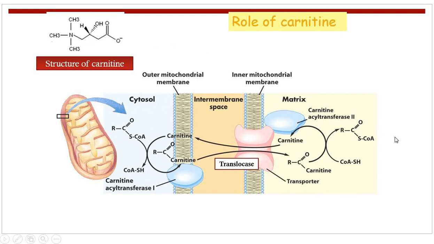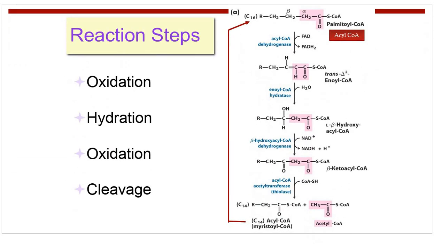Now after both of these steps, there are 4 steps in the beta oxidation proper: oxidation, hydration, oxidation and cleavage. The strategy of the first 3 steps is to create a carbonyl group on the beta carbon of the fatty acid, which weakens the bond between the alpha and beta carbon atoms. The fourth reaction, the cleavage reaction, cleaves the beta keto ester in a reverse Claisen condensation reaction. So let's see the steps.